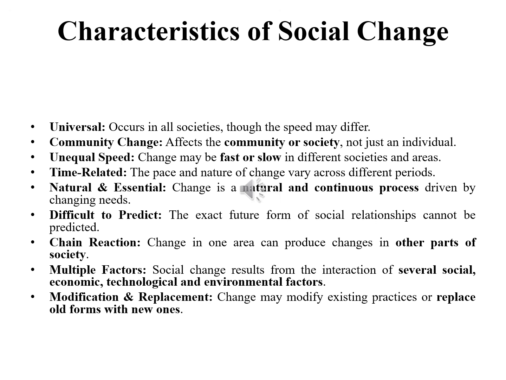The third characteristic of social change is unequal speed. Change does not happen at the same speed everywhere. For example, digital payments may become common quickly in cities while some rural areas may adopt them more slowly.